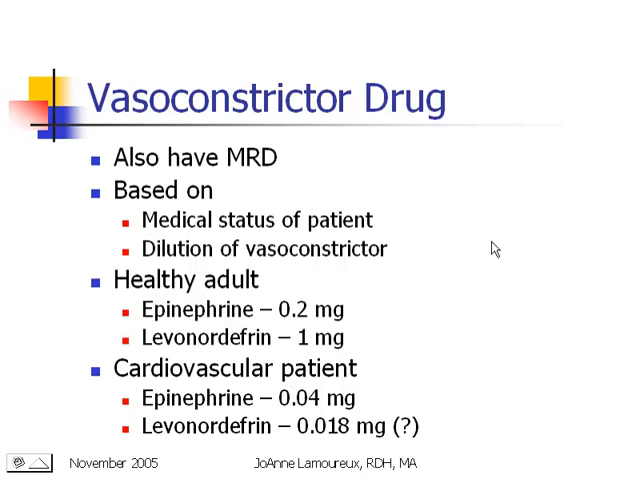We also have to take into consideration the fact that our vasoconstrictor drugs have a maximum recommended dose. This maximum recommended dose is going to be based on the medical status of the patient. Remember, we limit it more if they are a documented cardiovascular patient. And it's also based on what the dilution ratio of the vasoconstrictor is. It's very important that you recognize the maximum recommended dose per appointment for epinephrine in a healthy adult is 0.2 milligrams. For levonorepinephrine, it's 1 milligram. If you have a well-controlled cardiovascular patient, that maximum recommended dose of epinephrine per appointment is decreased to 0.04 milligrams and 0.018 milligrams of levonorepinephrine.